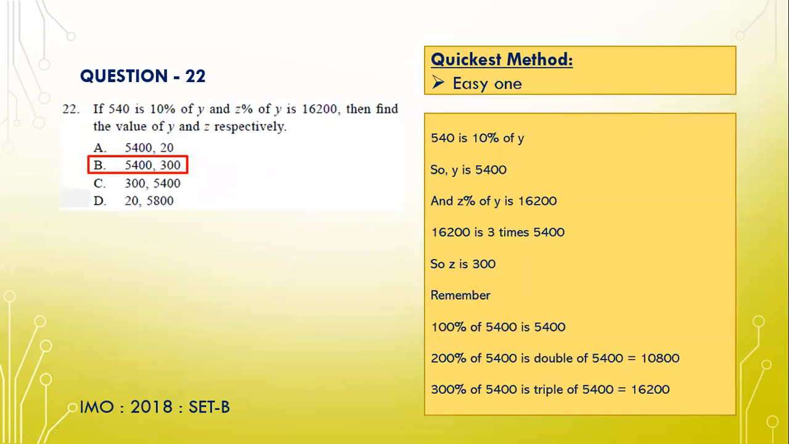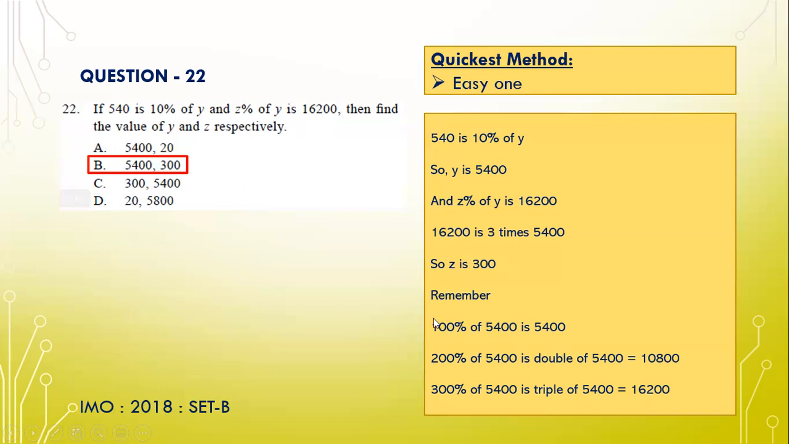If 540 is 10% of Y and Z% of Y is 16,200, then find the value of Y upon Z respectively. So 540 is 10% of Y. So Y is 5400, isn't it? Because 10% of 5400 is 540. Z% of Y is 16,200. Now 16,200 is 3 times of 5400. So Z is 300, isn't it? Z is 300% of Y. So 300% of 5400 is 16,200.